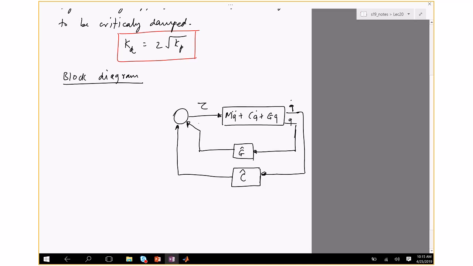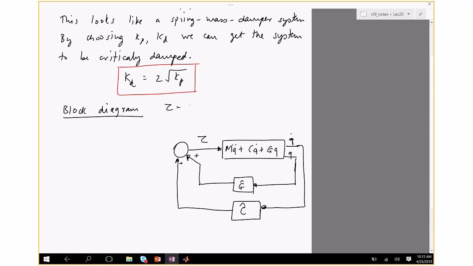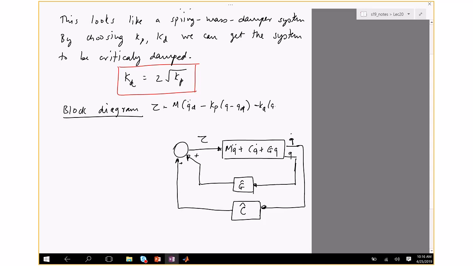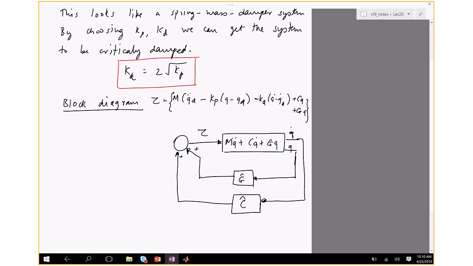Okay, and this is a positive feedback. And then, so there's no feedback, that's feed forward. So remember our control law was tau equals M times q double dot d minus Kp q minus qd, minus Kd q dot minus qd dot, minus C q plus C q plus G q. So the C hat and M hat, this has taken care of these terms.